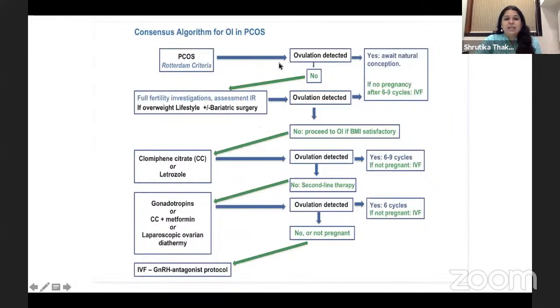This is the consensus algorithm which was published in X-ray for ovulation induction in PCOS, and they say that in women with PCOS where ovulation is detected, we should just simply wait for natural conception. If ovulation is not detected, then giving clomiphene citrate or letrozole should be the first line of therapy. But the second line of therapy is gonadotropins or clomiphene citrate with metformin, or when not possible, then laparoscopic ovarian diathermy. IVF is reserved for those patients who don't conceive with this first line or second line therapy.